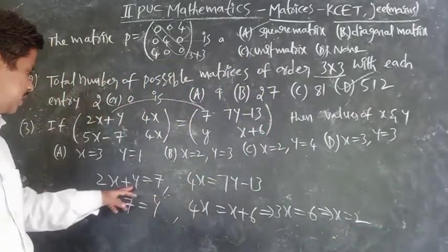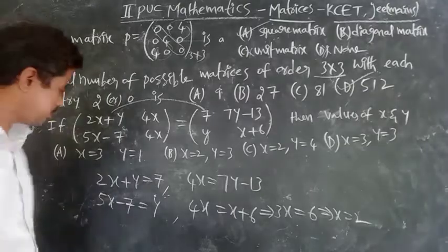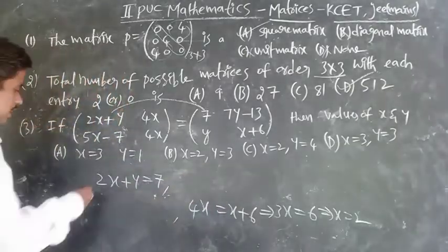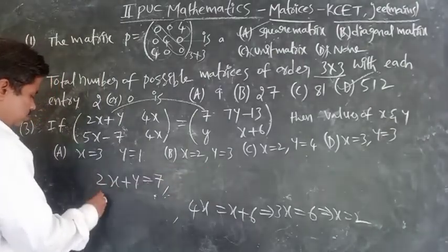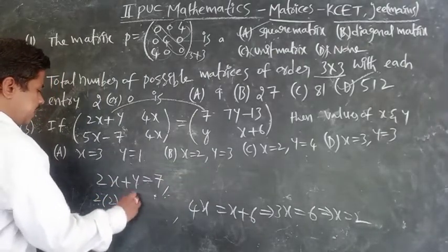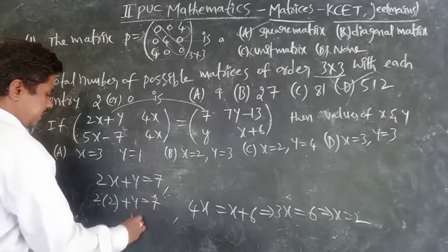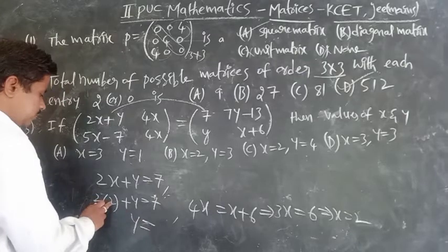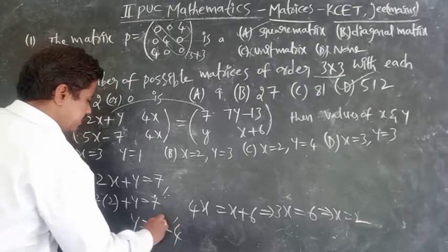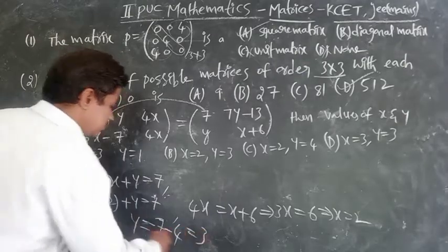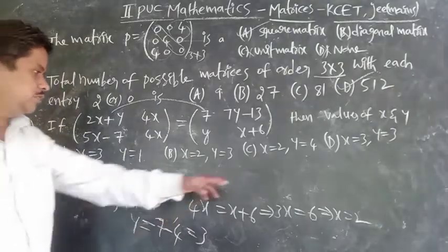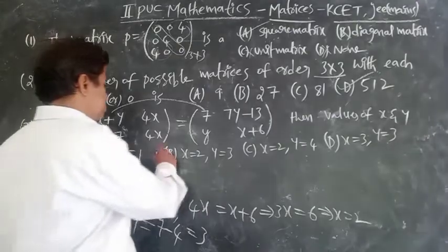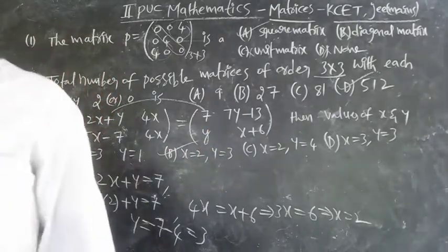Now, if you substitute in any equation, this equation or the first equation, of these two things, okay? Substitute x is equal to 2. 2 into 2 plus y is equal to 7. Okay? y is equal to what? y is equal to 7 minus 4. 7 minus 4 is what? 3. So y is equal to 3. So x is equal to 2, y is equal to 3. Option B is the right option.